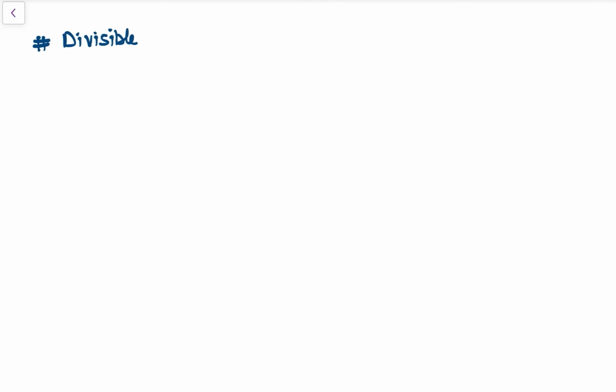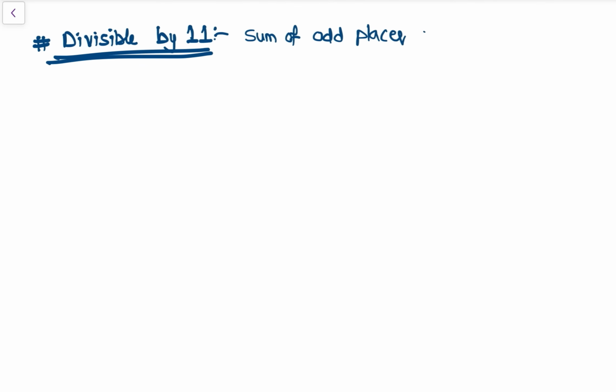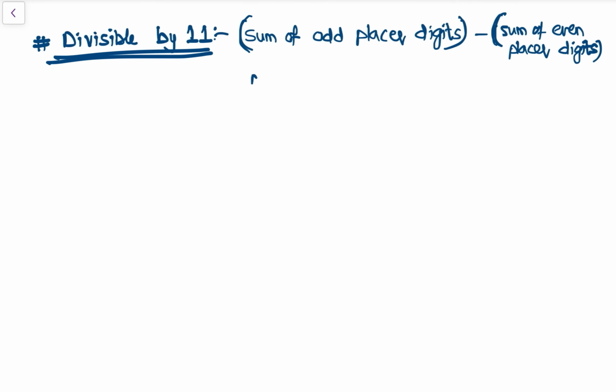Divisible by 11. So divisible by 11, what? For that, sum of odd places digits minus sum of even places digits.